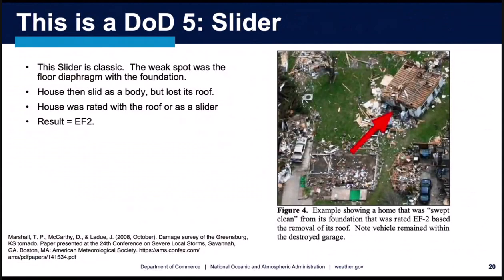Okay, now what's a slider? This is a classic slider. This is from Greensburg, Kansas in 2007. And you can see that the majority of the house is intact, minus the roof.